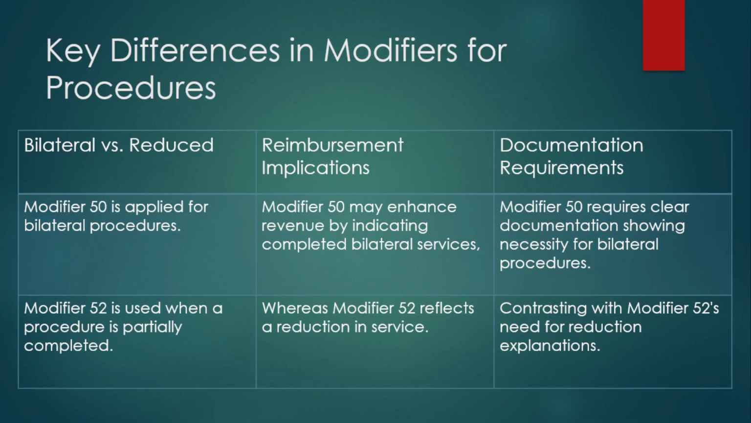Now let's clearly see the difference between modifier 50 and 52. Modifier 50 is used for bilateral procedures: the same procedure performed on both sides. It indicates increased work. Modifier 52 is used for reduced service: the procedure is partially performed, which indicates reduced work. So remember: 50, both sides; 52, reduced service. A very simple trick to remember.